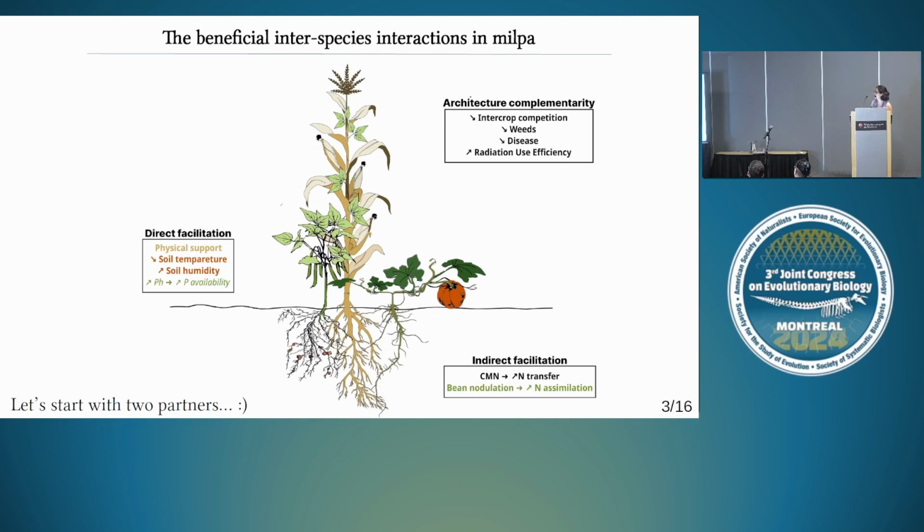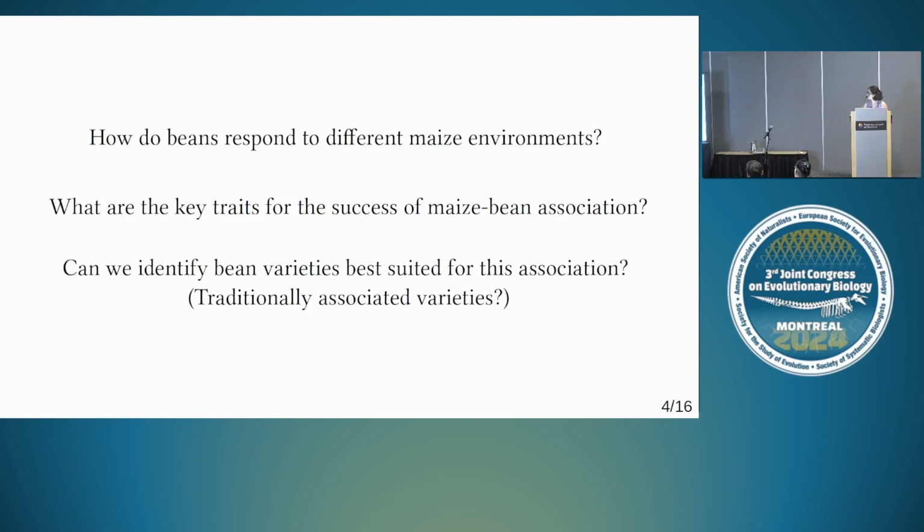So in my PhD, I'm focused on the maize-bean association, and especially on the bean response to the maize as a biotic environment. Okay, so with this presentation, I will try to answer three questions. So first, what is the bean response to different maize environments? Can we identify key traits in the two species that will make an efficient system? And finally, do varieties that are traditionally used in association display particular features for co-adaptation?